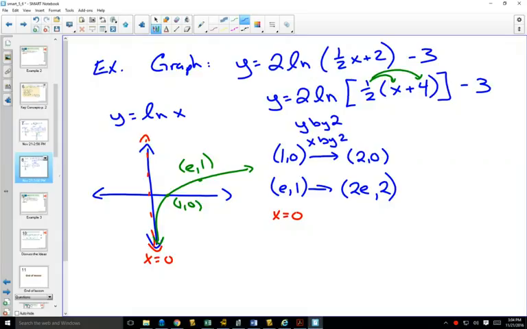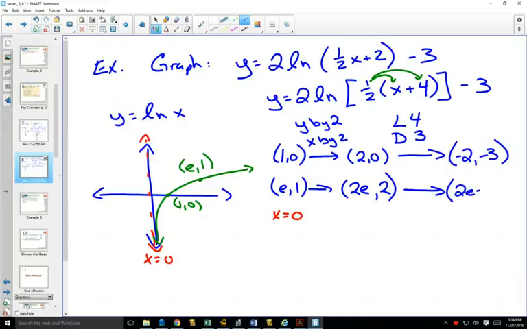Then continuing to move left to right, we hit our translations next. We've got a 4. That's going to go left 4. The -3 is going to go down 3. So our first point is going to be nice to graph, -2, -3. I think we're pretty confident in that. Our second point, not so nice to graph. We're going to have to estimate that a little bit.